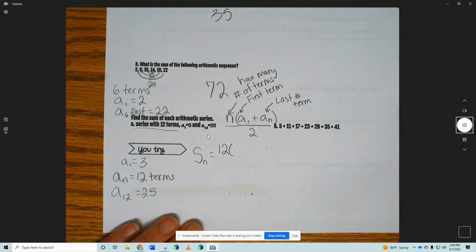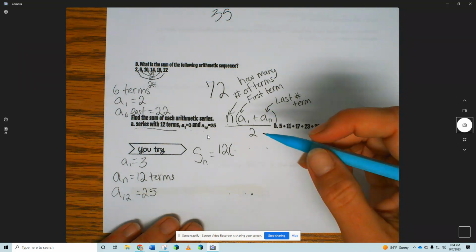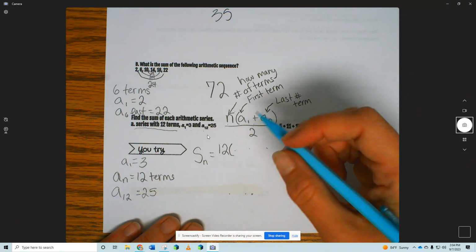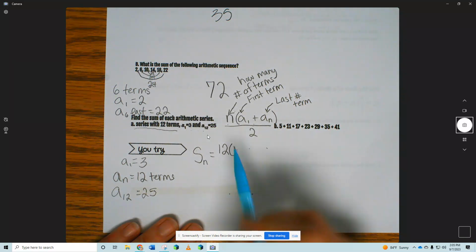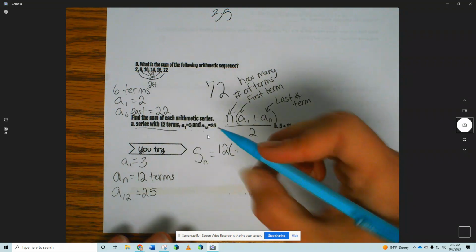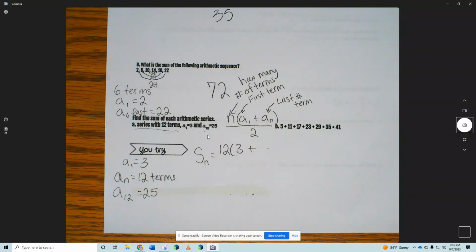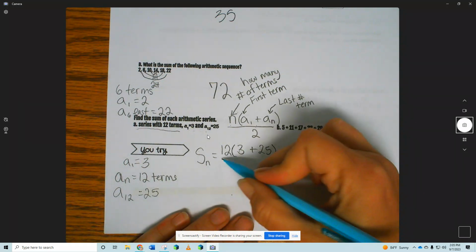What's the first number? A sub 1, the first number in my list. Oh wait, no, 3. And what's the last number in this list? 25. All divided by 2.